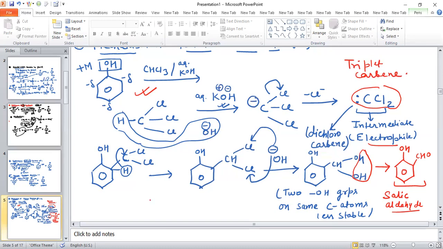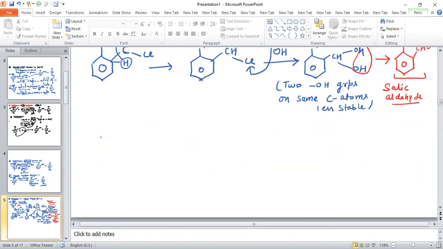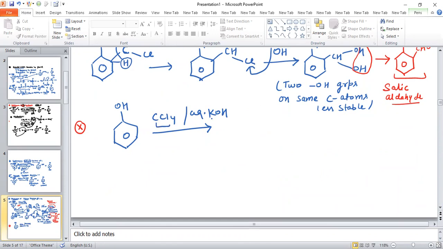So you can also say, if you are using phenol, but at this time you are using the catalyst CCl4 along with aqueous KOH. When you are using CCl4 along with aqueous KOH, what happens in this case? In this case, a COOH carboxylic group is introduced at the ortho position. It means salicylic acid is obtained.